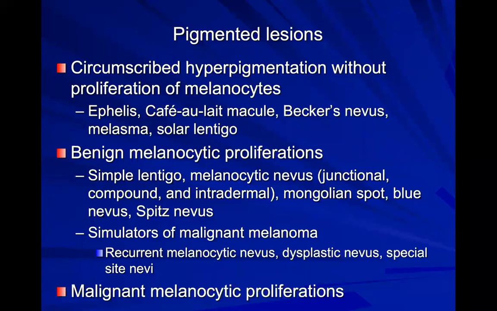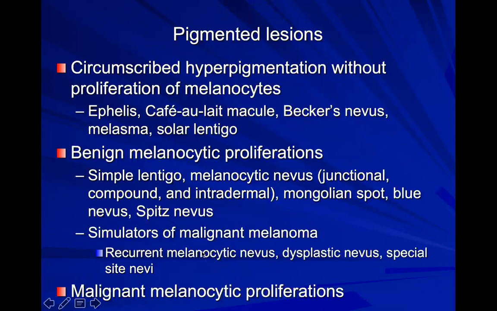So what are we going to cover in this chapter? We're going to cover pigmented lesions without a melanocytic proliferation. So freckles, cafe au laits, Becker nevi, melasma, solar lentigos, right? And then benign melanocytic proliferations, which include a simple lentigo, a nevus, you can have junctional, compound, intradermal, Mongolian spots, or things in the melanocytosis category, and then blue nevus, Spitz nevus.